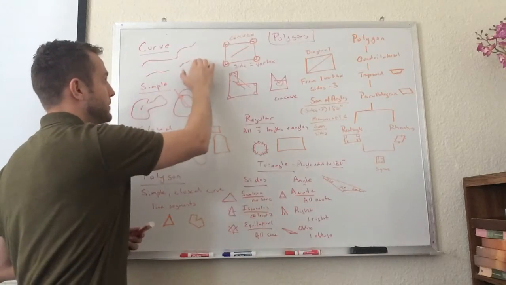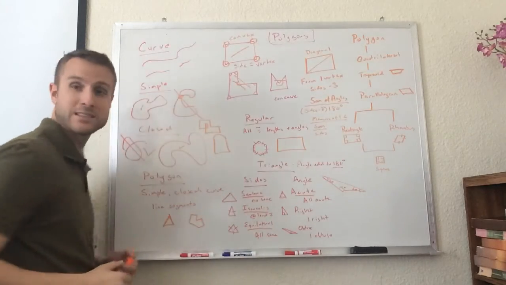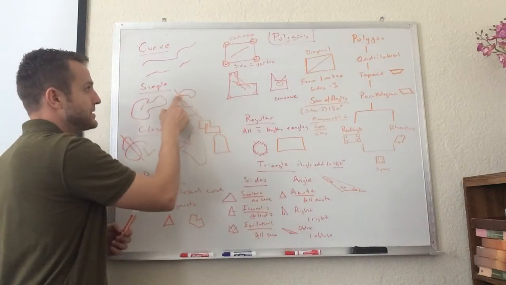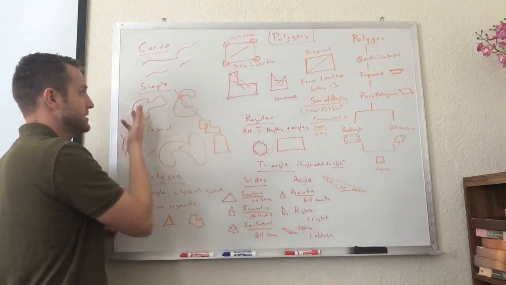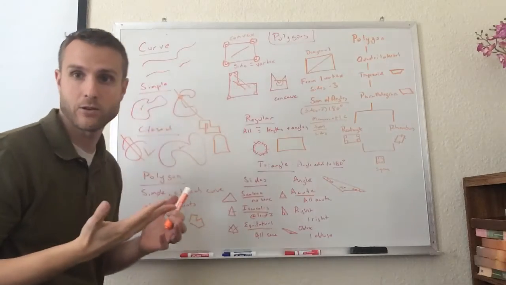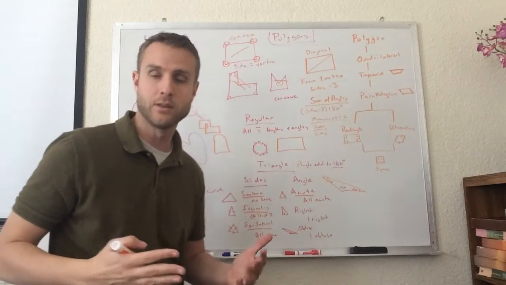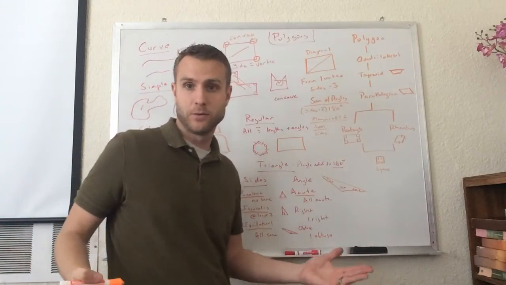So these would be several different curves. Next, we have simple. Simple just means the lines don't cross. So this would not be simple because notice right there the lines are crossing. This would be simple because the lines never cross. If you have any point where the lines intersect, they cross, that's not simple. If they never cross, it is simple.